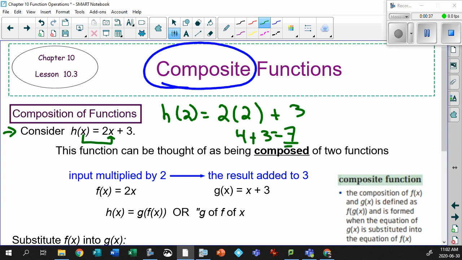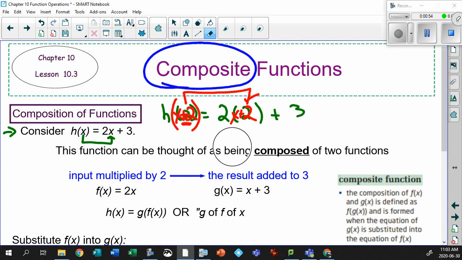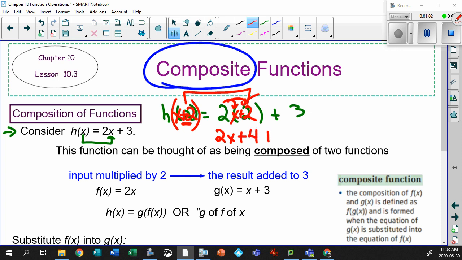But my question is this. What if this was no longer a 2? What if this was an x plus 2? What would you do? Well, wherever there was an x, you're going to replace it with an x plus 2. Well, what does that mean? It means that you just get another function. That's all. Distribute, okay? There's going to be 2x plus, distribute again, 4 plus 3 gives you 2x plus 7.